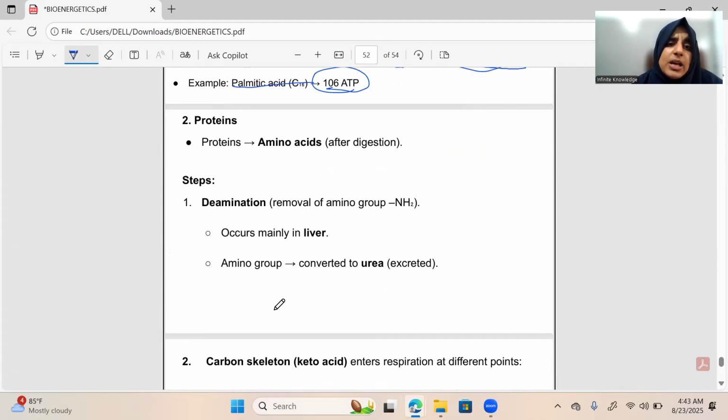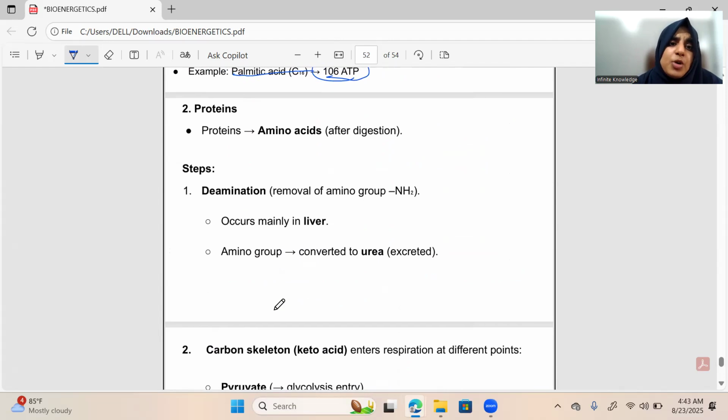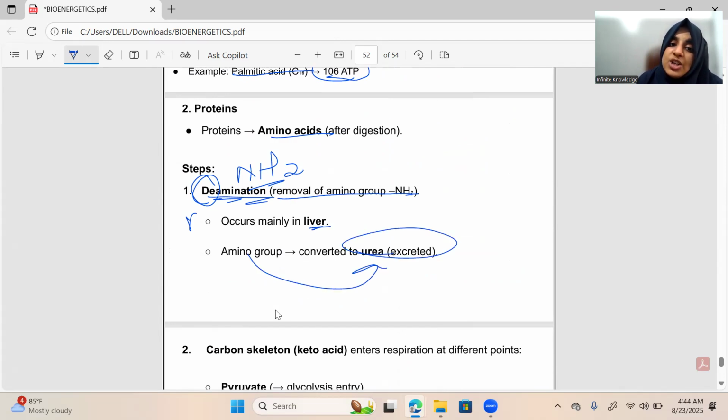Right. Next, we have proteins. Proteins are converted into amino acids, and then deamination occurs. D means removal, and amination refers to the amino group, the classic amino group, which is NH2. So it is the removal of the amino group. It occurs in the liver, and this is known as the urea cycle, where the amino group is converted into urea, and then it is excreted out.